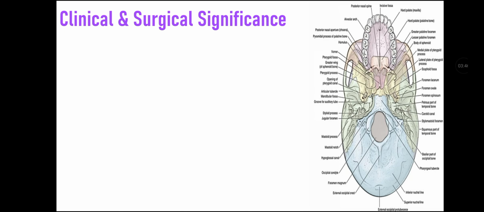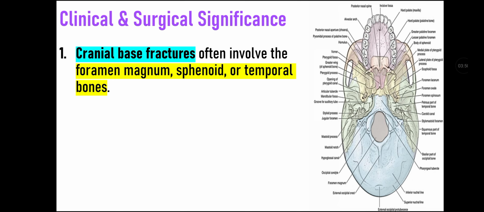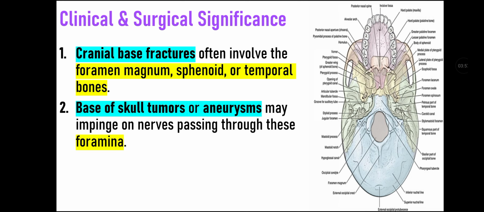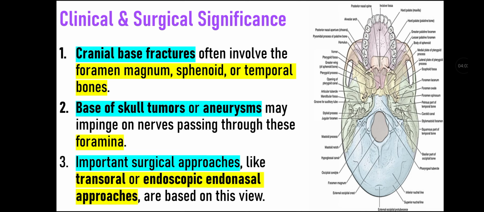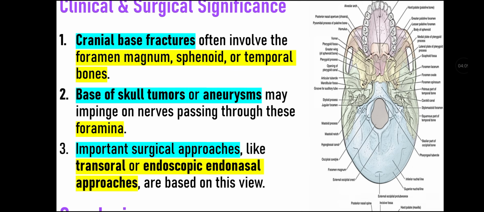Now let's talk about clinical and surgical significance of Norma Basalis. First is cranial base fracture that often involves the foramen magnum, sphenoid, or temporal bone. Second is base of skull tumor or aneurysm that may impinge on nerves passing through these foramina. Third, important surgical approaches like transoral or endoscopic endonasal approaches are based on this view.